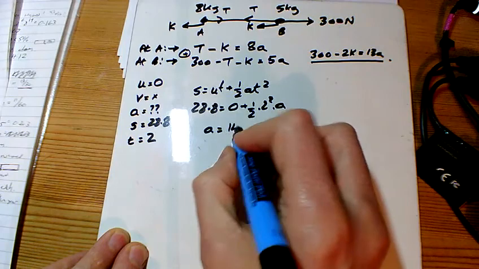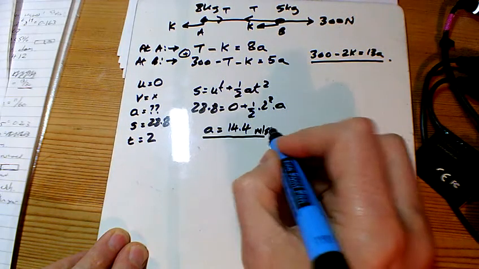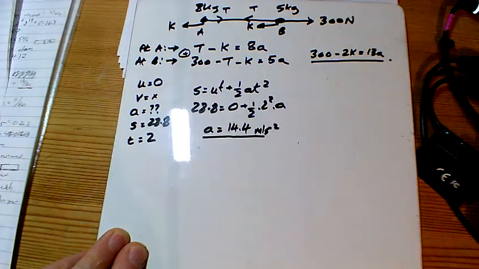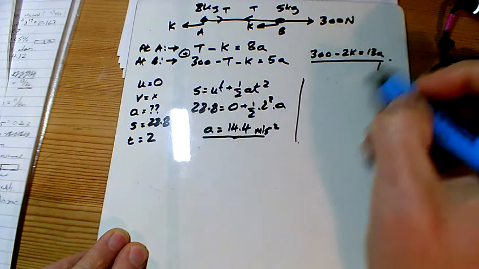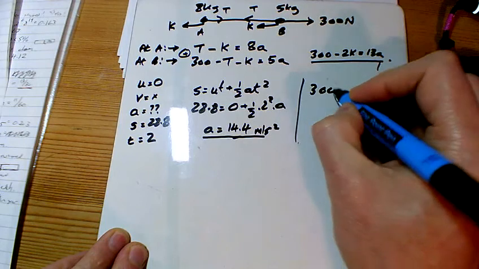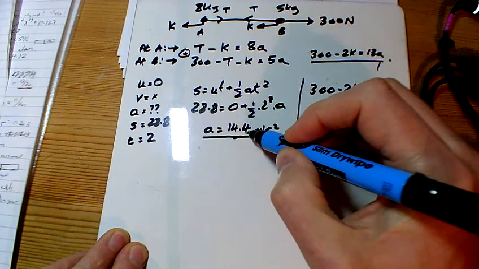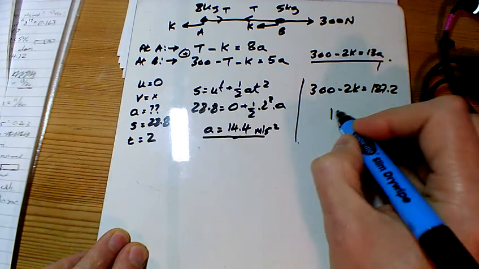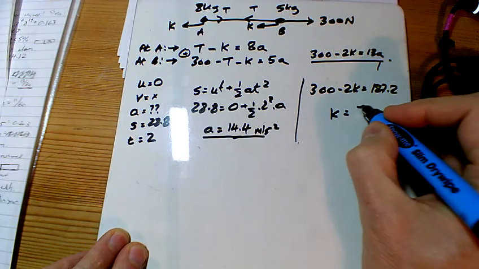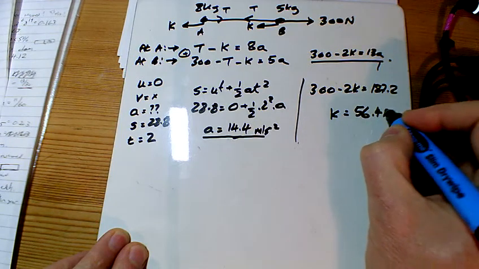So the acceleration is 14.4 meters per second squared. Let's put this value in up here. So I've got 300 minus 2K equals 13 times 14.4. That's 187.2. And so I can figure out now that K is equal to 56.4 newtons.